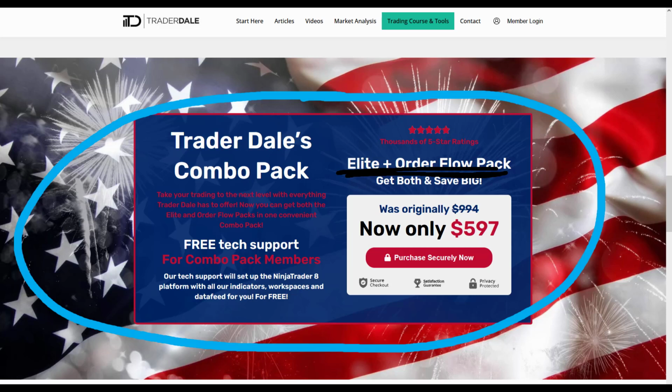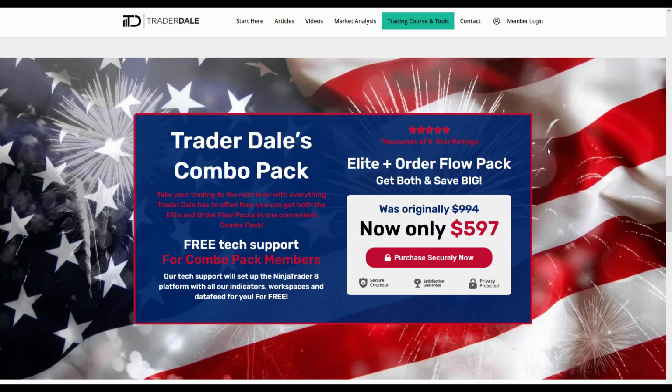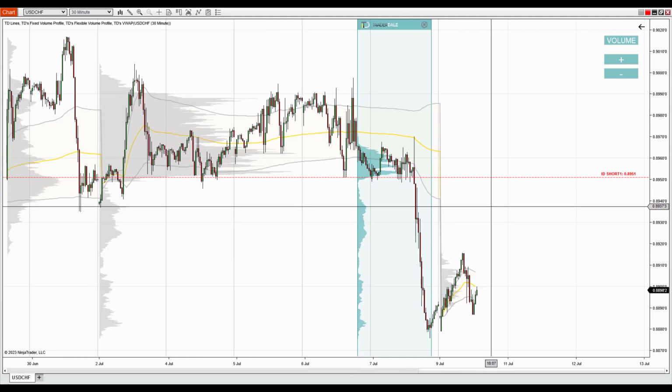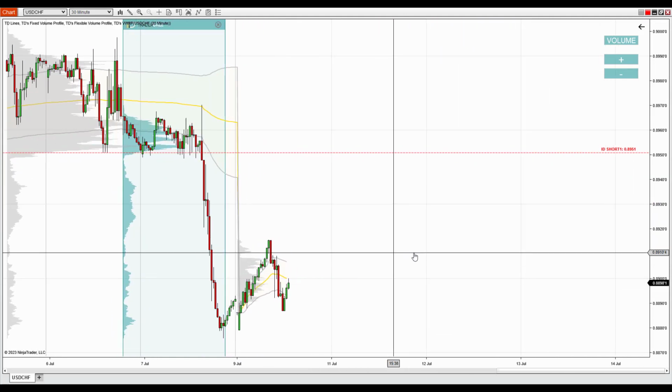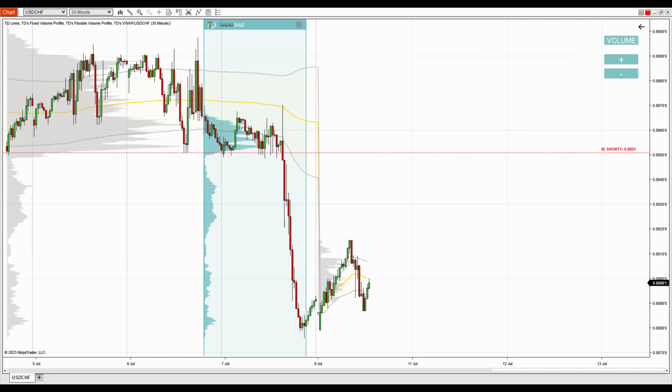So let me switch over to the charts and let's talk about the trading ideas. The first trading idea is on the US dollar Swiss franc. What you see before you is a 30-minute time frame of the US dollar Swiss franc. I'm doing this analysis with the NinjaTrader 8 platform, and I'm working with my custom-made volume profile and VWAP indicators.